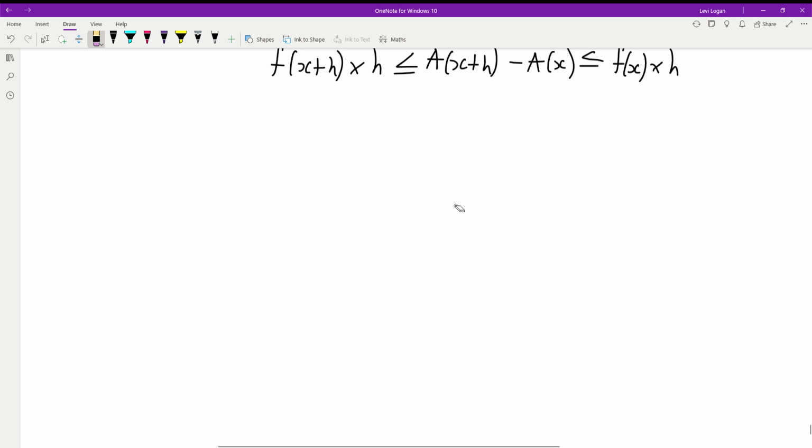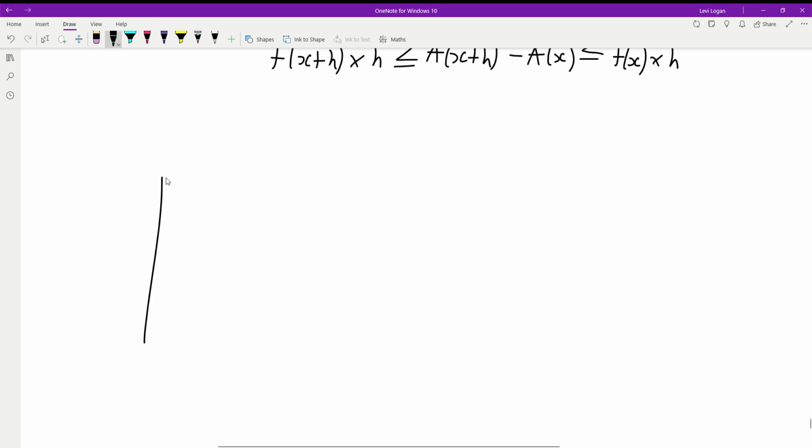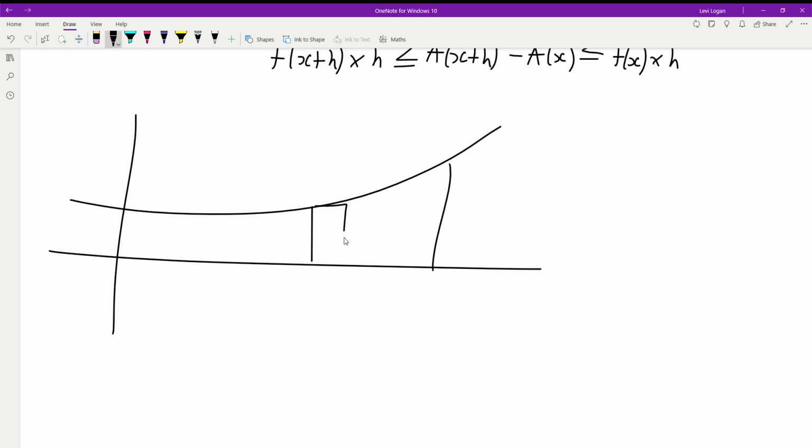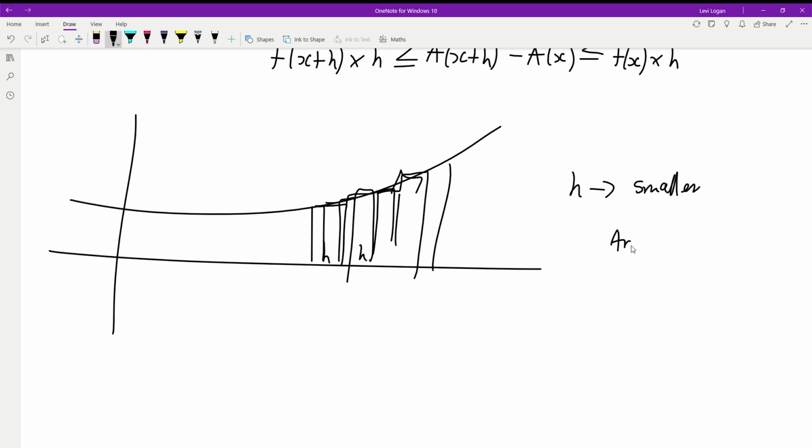Now, if we're trying to work out the area under a curve, let's draw it again. So we have the area under the curve, and we want that region there. If we use rectangles with our width h like we have, we're not going to get a very accurate result, are we? But if h gets very, very small, we can fit more rectangles, which in turn would make the area more accurate. So as h gets smaller, the area gets more accurate.